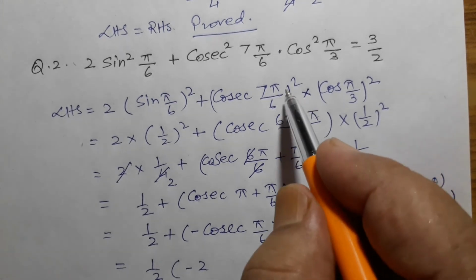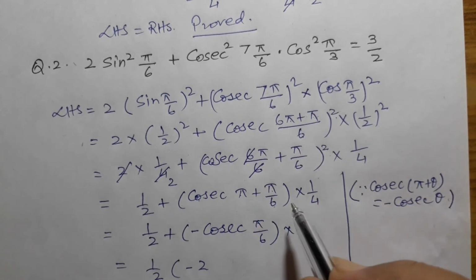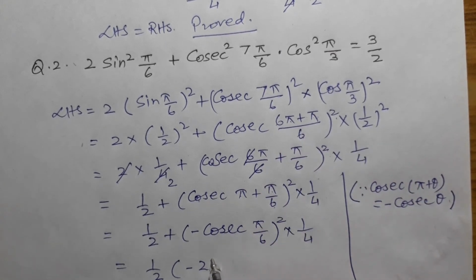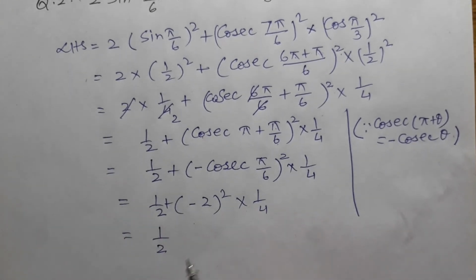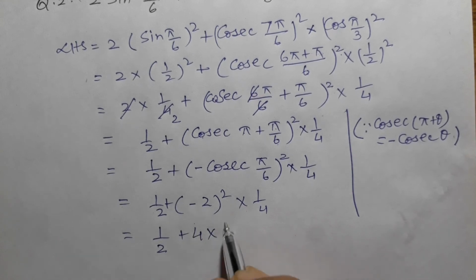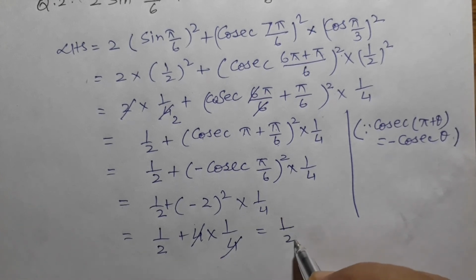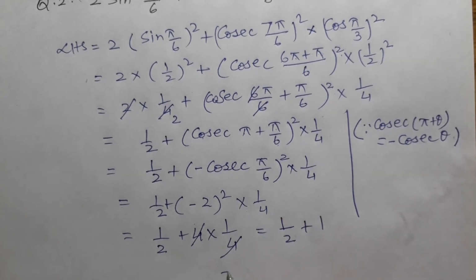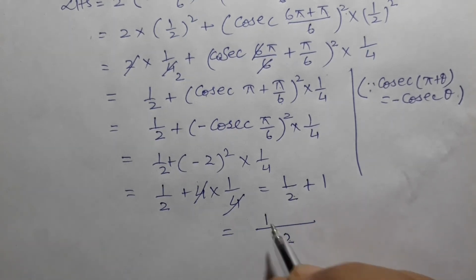Sorry, it is a square here. This cosec 7 pi by 6 square, so everywhere a square will come. Okay, so this will be a square into 1 by 4. This is plus here. So what happened? 1 by 2 plus minus 2 whole square, minus 2 square will be 4, plus 4 into 1 by 4. This 4 and 4 will be cancelled. So it will be 1 by 2 plus 1. After taking LCM, it will be 2. 2 divided by 2 will be 1, 1 into 1 will be 1.